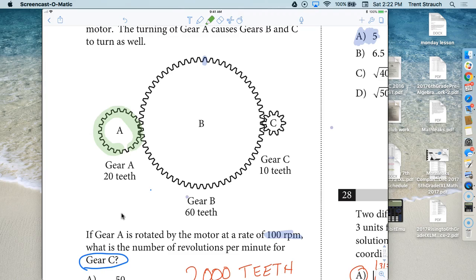Just means it goes around 100 times every minute. Now look, everybody take a look at gear C, because I didn't have to do any work on this. I just looked at it and said, well, this is the only answer. It has to be. Right?